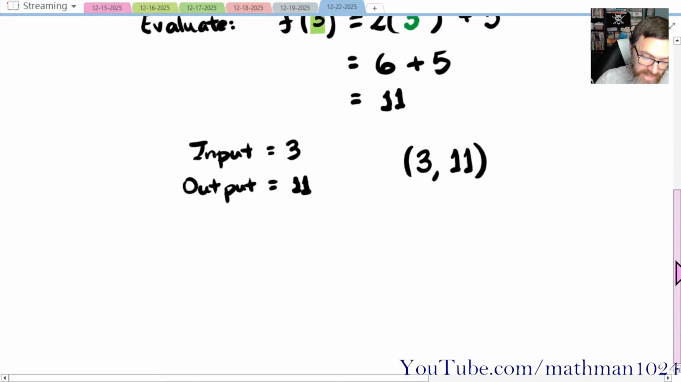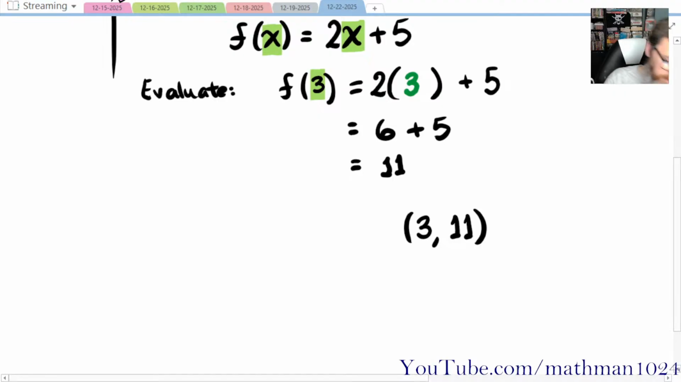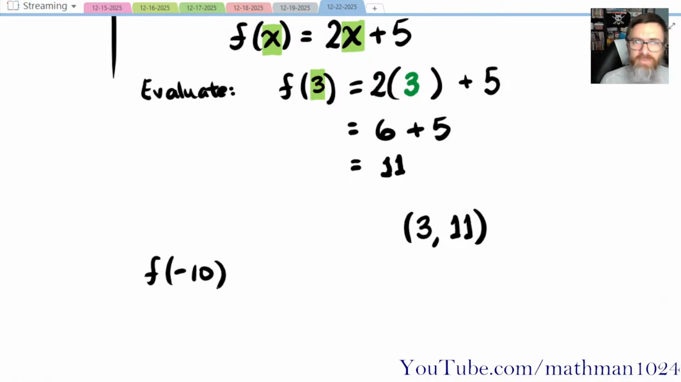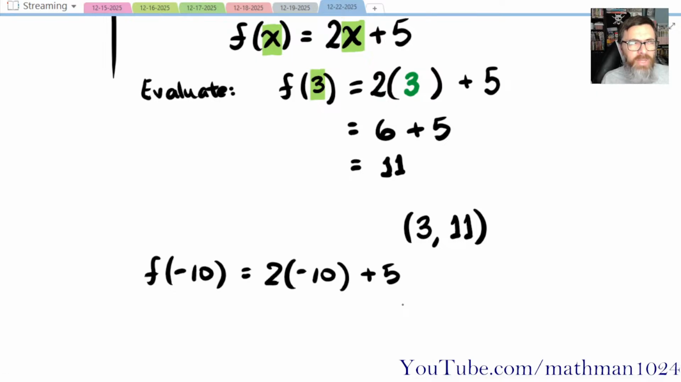Now, we could do this again. Let's get rid of this real quick. So if I ask you to do f of -10, still using the same function, so the f refers back to my function called f, and -10 is now my input. So we do 2 times -10 plus 5, and then what you do the rest of the way, you're not solving, because solving means you're trying to find a replacement of the variable that makes some equation true. So you're not solving, you are evaluating.